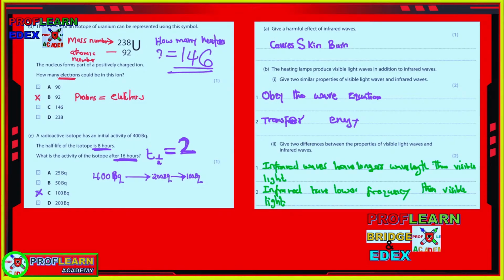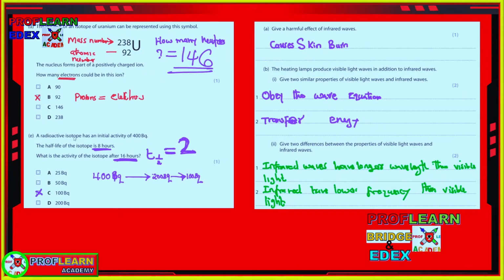But if you are going to be asked in your exam, May, June, this time round, how many neutrons we have, the number of neutrons is going to be 238 minus 92, which is going to give you 146. All right, so that is quite important.